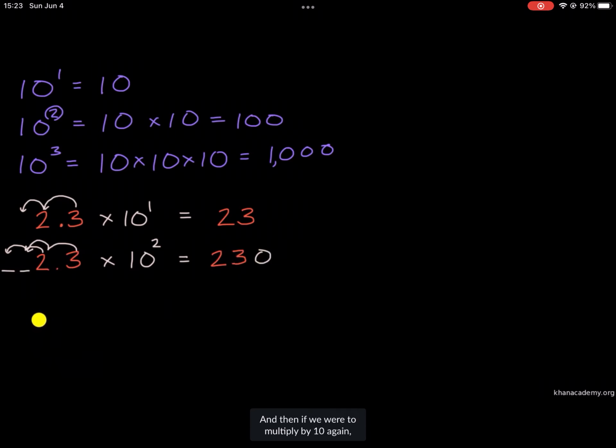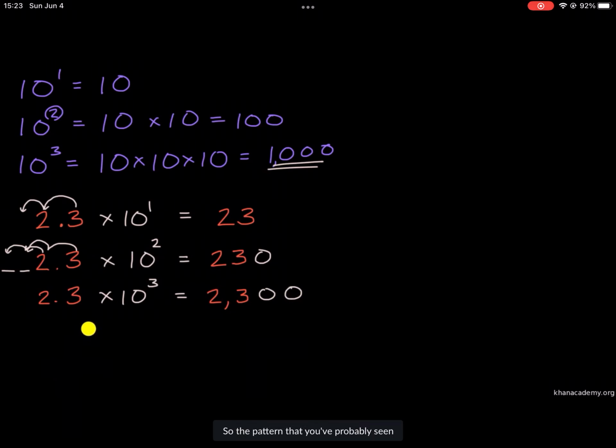And then if we were to multiply by 10 again, so if we were to say 2.3 times 10 to the third power, well, then we're going to shift everything 3 places to the left. 10 to the third power is the same thing as multiplying by 1,000. So 2.3 times 10 to the third: the 2 is going to be shifted 3 places to the left, so the 2 is going to become 2,000, which makes sense. The 3 tenths is going to shift 2 places to the left, so it's going to be 300. And then we now have 0 tens and 0 ones.